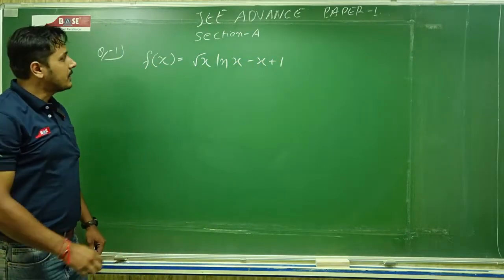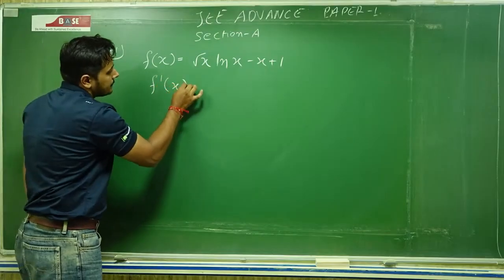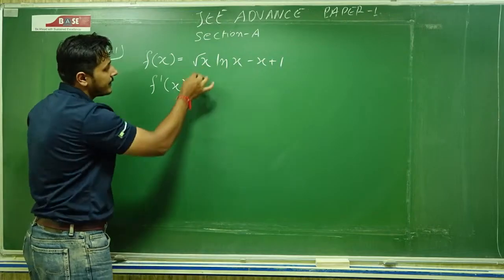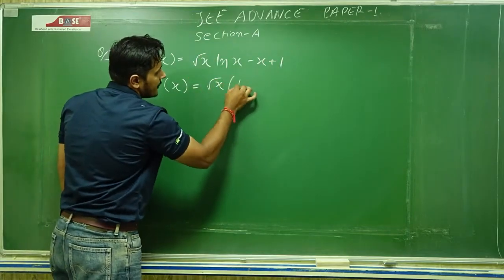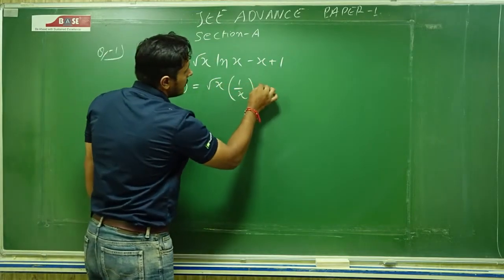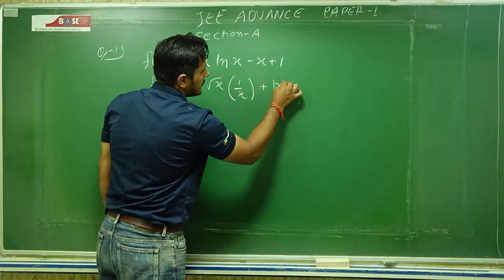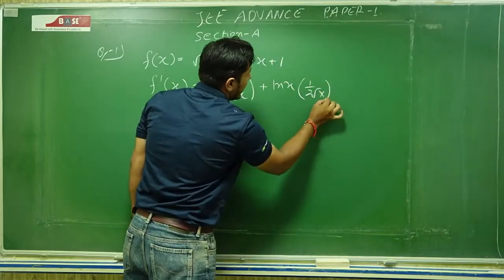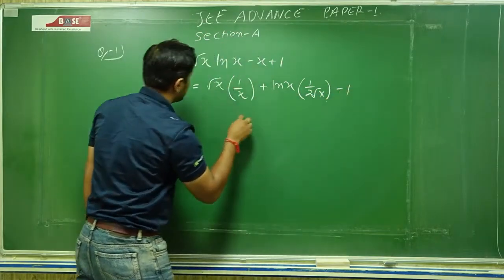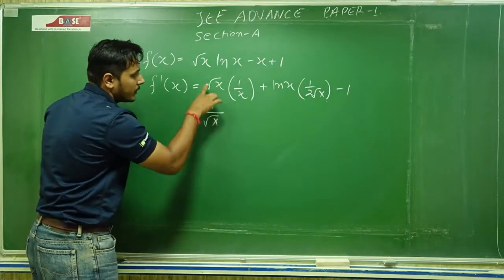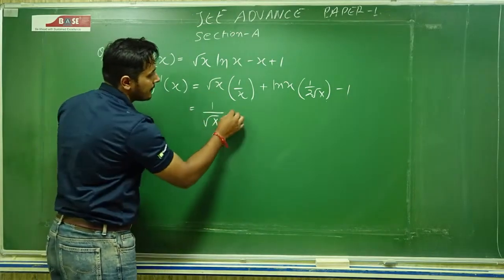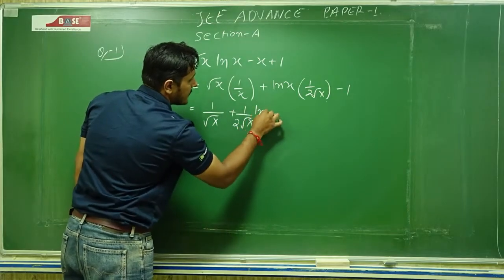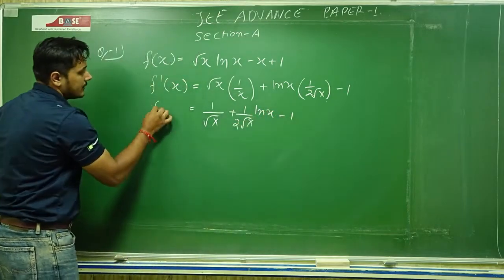To find the maxima and minima, first we need to differentiate it. Using the product rule: first function times differentiation of second, which is 1 upon x, plus second function, which is ln x, times derivative of root x, which is 1 upon 2 root x, and derivative of minus x, which is minus 1. So 1 upon root x and x will produce root x, plus 1 upon 2 root x ln x minus 1. This is my f derivative x.